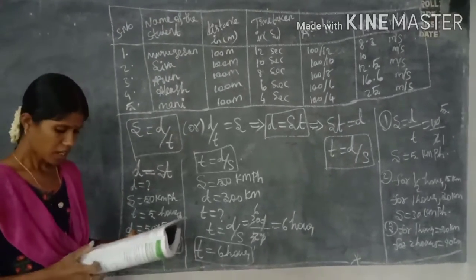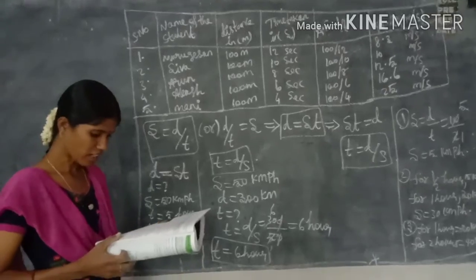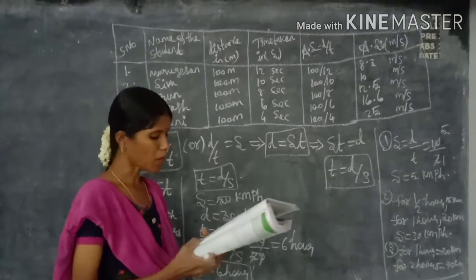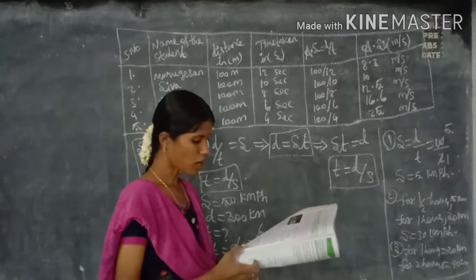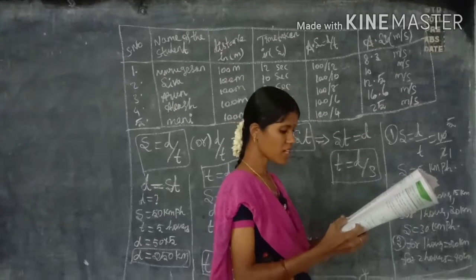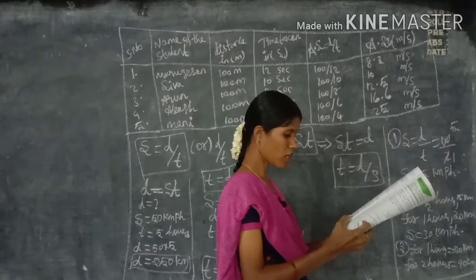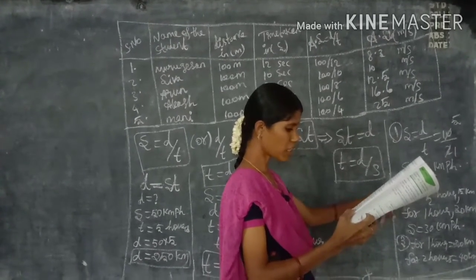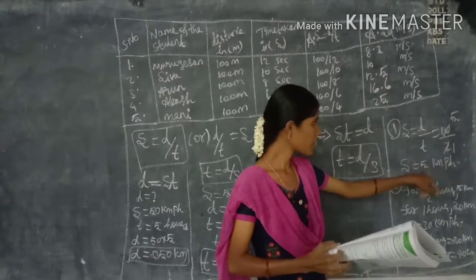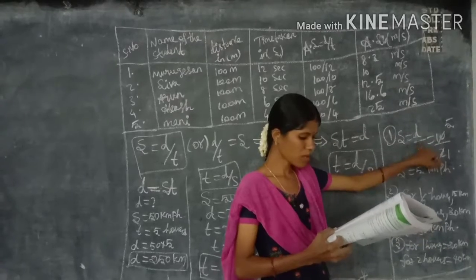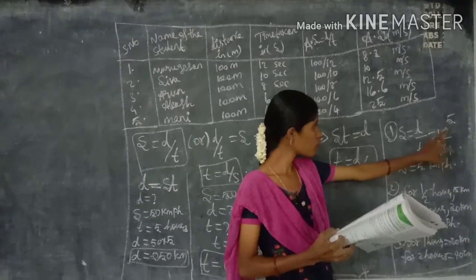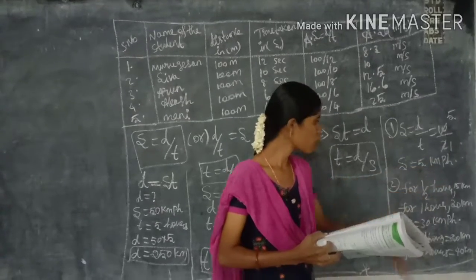Then the next one is on page number 28, under the problems: compute the following numerical problems. The first one is: if you travel 10 kilometer in 2 hours, your speed is dash kilometer per hour. For 2 hours, 10 kilometer, so for 1 hour it is 5 kilometer per hour, because speed is equal to d by t, which is equal to 10 by 2. 5 twos are 10, so the speed is 5 kilometer per hour.